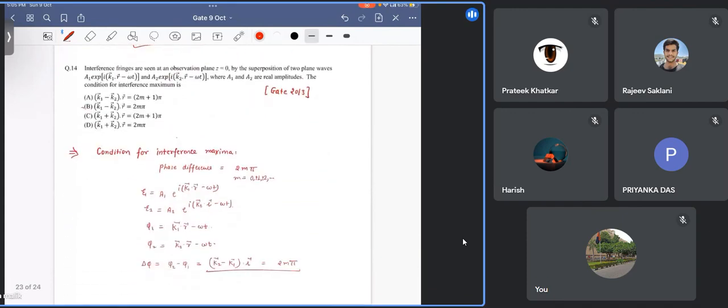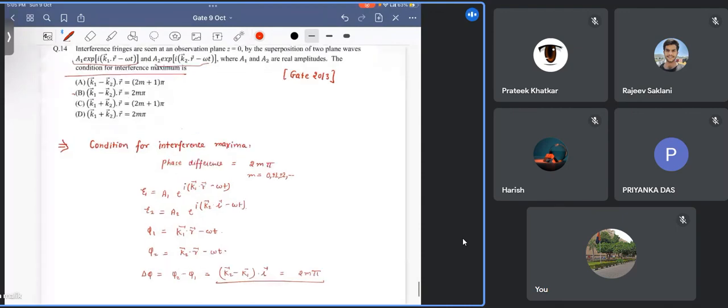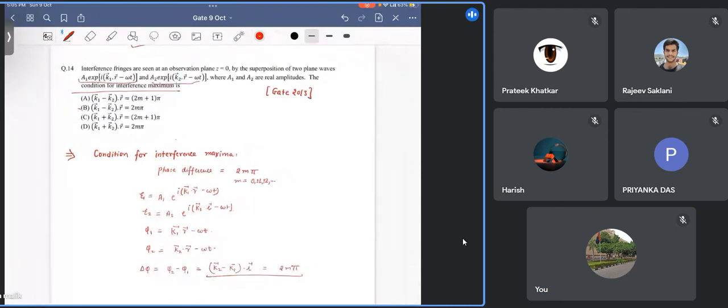Now this question is from GATE 2030. Interference fringes are seen at a plane z equals 0 by the superposition of two plane waves. E1 is given, E2 is given, and we have to find the condition for the interference maximum. So we have to calculate the phase difference between these two waves, and just put the difference equal to 2mπ.